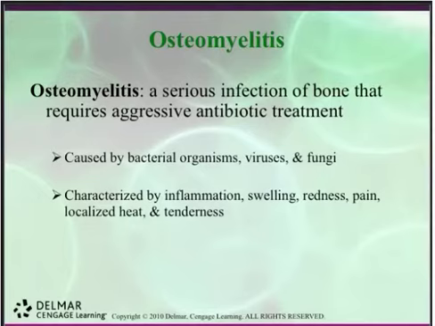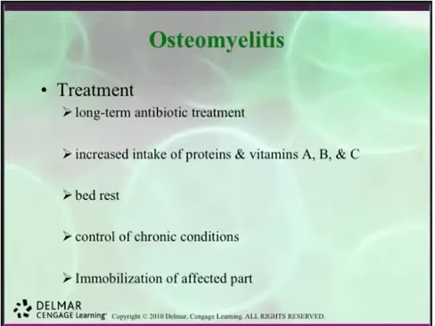Individuals most likely susceptible to osteomyelitis are those with sickle cell disease, immunodeficiencies, or malignancies. In infants and children, osteomyelitis can develop as a secondary infection from streptococcal pharyngitis, also known as strep throat. So that's something to, again, be on the lookout for. So what are some of the treatments?